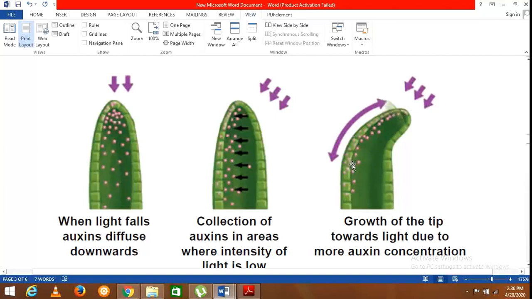So it is clear that there is an impact of auxins towards positive phototropism of plants. Positive phototropism means, now this is the direction of light and the plant shoot bends towards light. So it is clear that auxins have a direct impact on positive phototropism of the plant shoot.